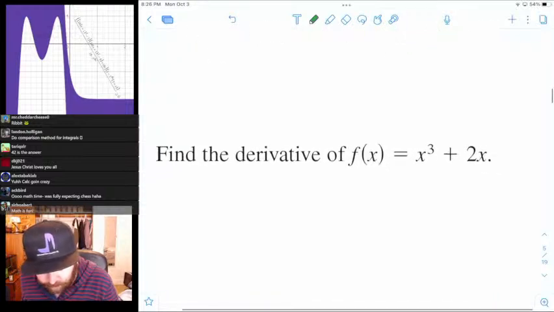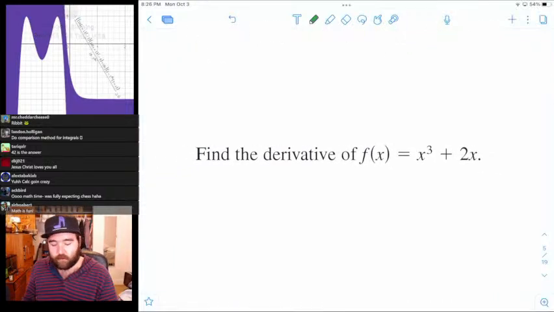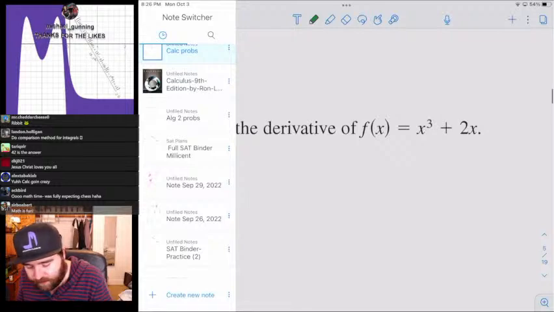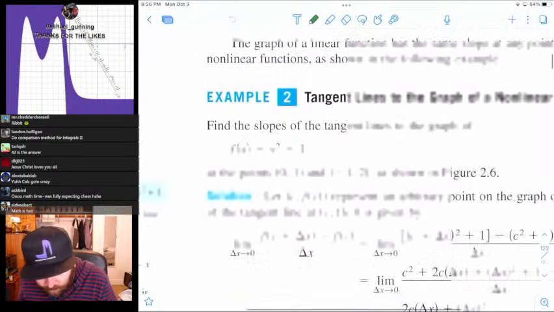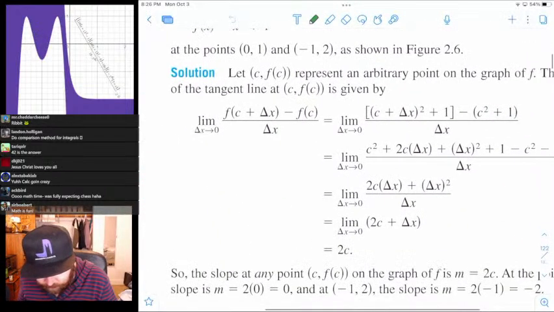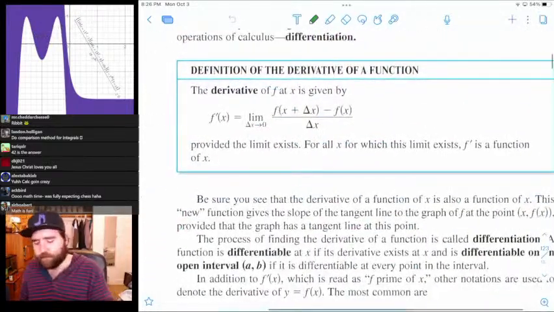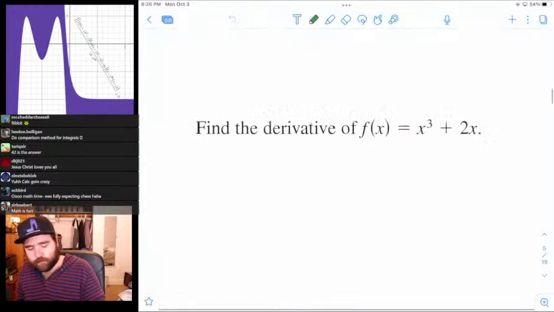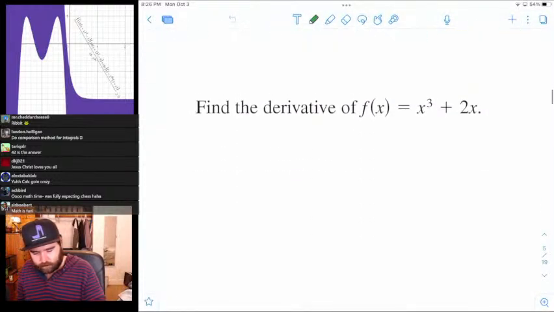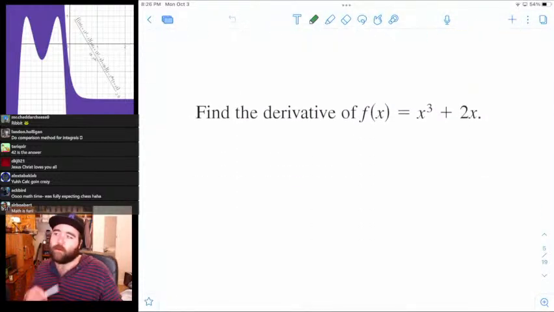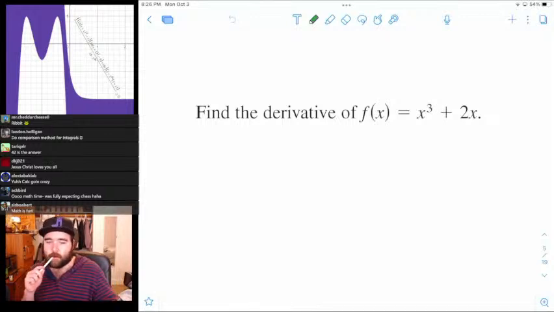So here we're doing it again. Find the derivative. That's not at a specific point, right? Let's see if they did the same way. No, they did the delta x version, which is the better version. So maybe we'll reimagine that here.